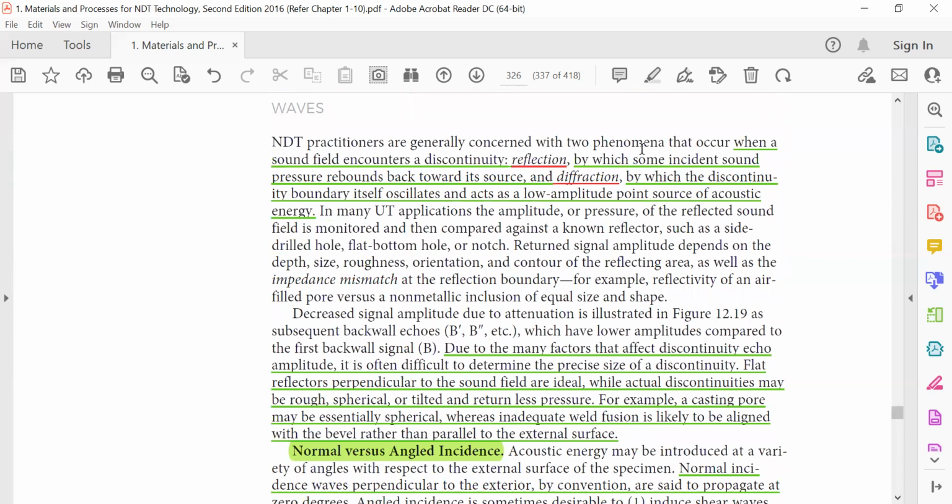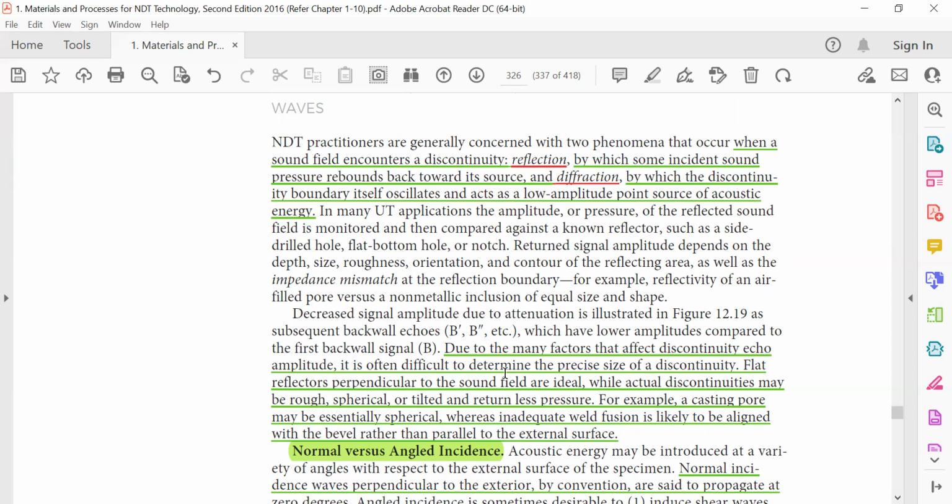Practitioners are generally concerned with two phenomena when a sound field encounters a discontinuity: reflection, by which some incident sound pressure rebounds back towards the source, and diffraction, by which the discontinuity boundary itself oscillates and acts as a low amplitude point source of acoustic energy.